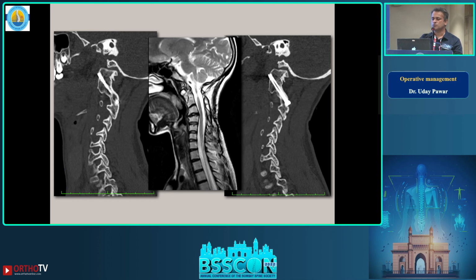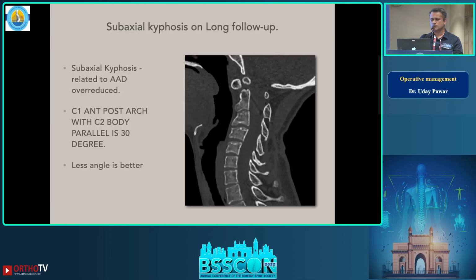After 5 years, she came walking. But if you see closely, she's developing a subaxial kyphosis. And I was a little bit worried about that. And maybe we'll discuss this in our case discussion. But subaxial kyphosis, if you have an exaggerated lordosis at the C1, C2, is going to be a problem in the long term.